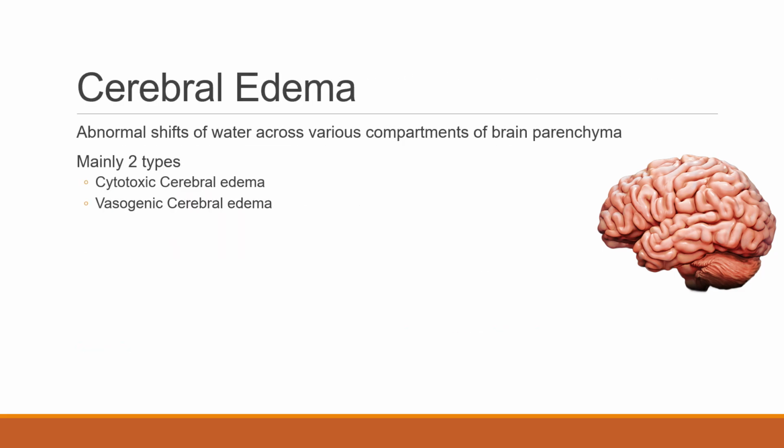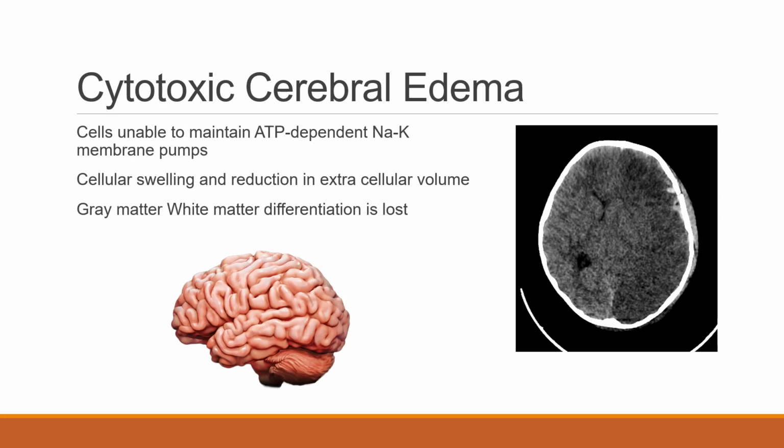So, what is cerebral edema? Abnormal shifts of water across various compartments of the brain parenchyma lead to cerebral edema. It is mainly of two types, that is cytotoxic cerebral edema and vasogenic cerebral edema. What is cytotoxic cerebral edema?